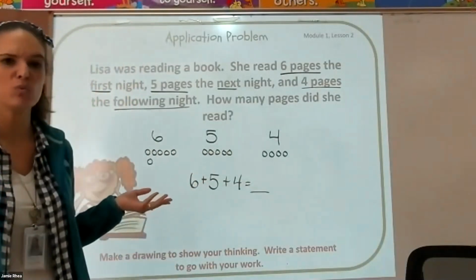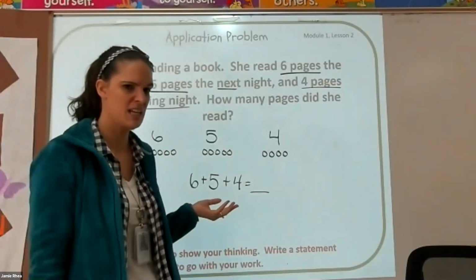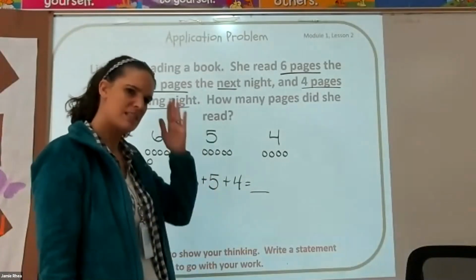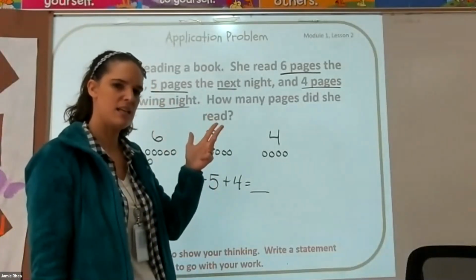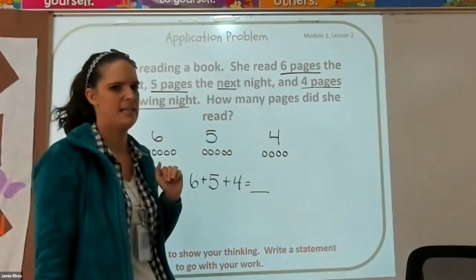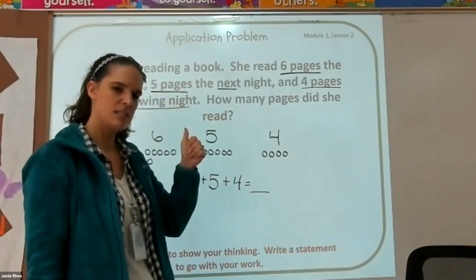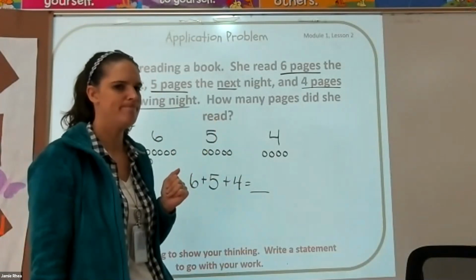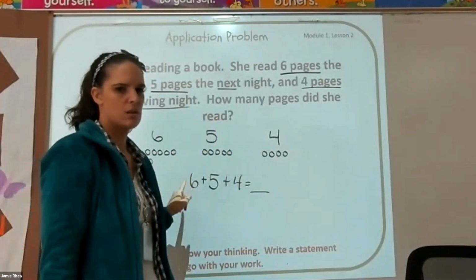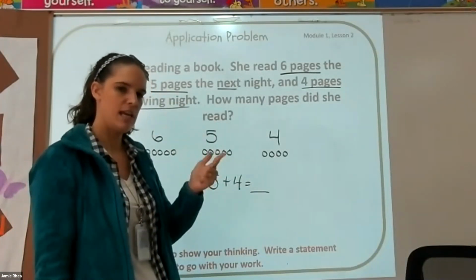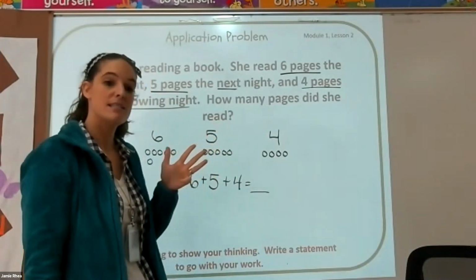Okay, remember, if you don't remember what the facts of 10 are, then we can count on. So we could say 6 plus 5, 6, 7, 8, 9, 10, 11. That didn't work. Let's try 5 and 4. 5, 6, 7, 8, 9. That wasn't right either. Can we try 6 and 4? Let's try 6, 7, 8, 9, 10. 6 and 4 make 10.